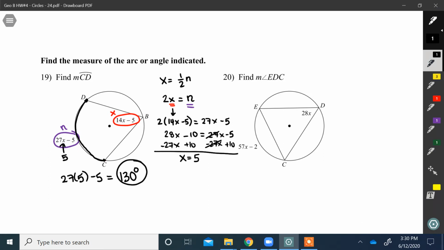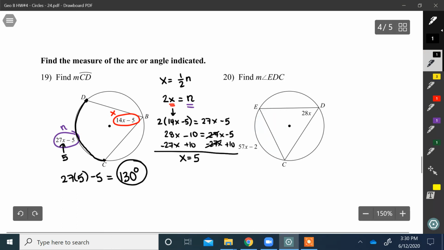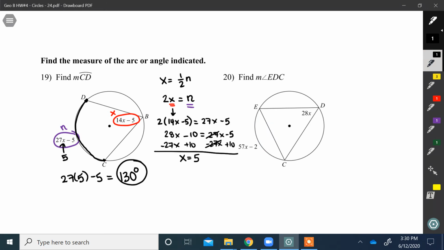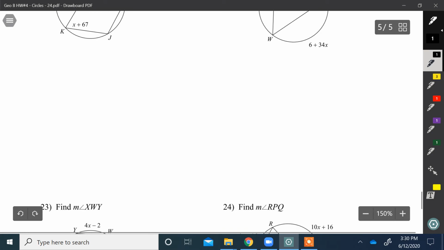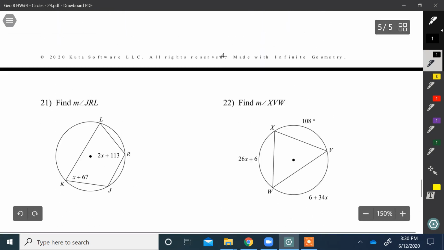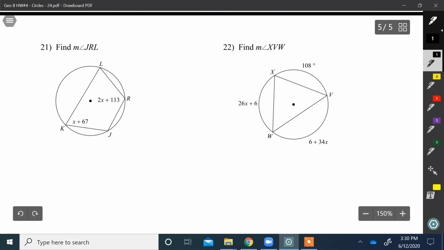Okay? 19 and 20 are very similar. Those two are very similar. I know this one has this right here, but don't let that confuse you. It's the same thing as number 19. Same thing, guys. I'm going to finish up with those two last rounds.